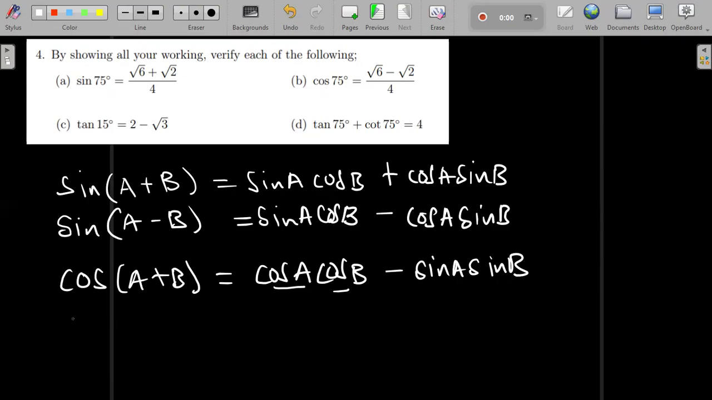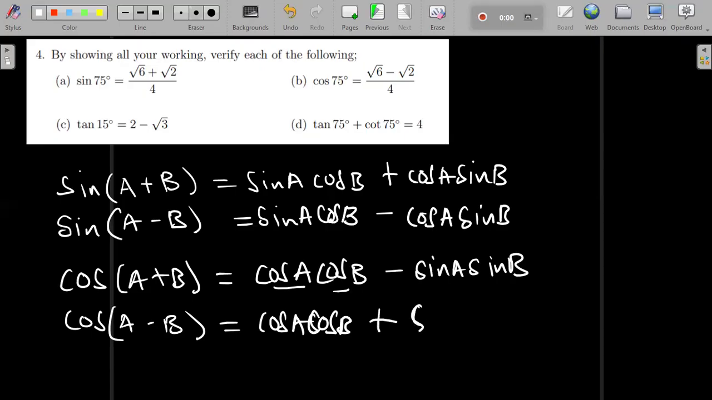And then we can also have the one in terms of a minus. So it will be cos A minus B. This will be the same as cos A cos B, and then we say plus sine A sine B. Okay, so notice that if we have a plus here, it means in the formula we're going to have a minus. If I have a minus here, it means in the formula I'm going to have a plus. So that's the double angle formula for the cos.